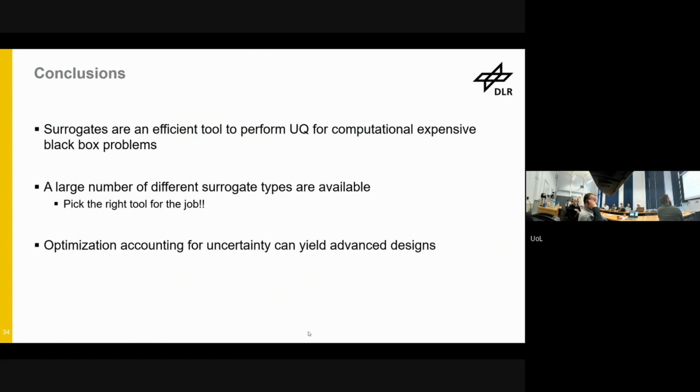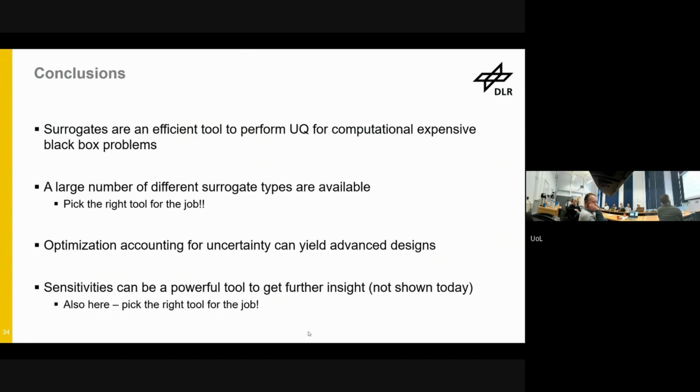Optimization accounting for uncertainty can yield advanced designs because you already incorporate the knowledge on the uncertainty. And then sensitivities can be a powerful tool to get further insight. I have not shown it today, but I thought about adding it anyway. So if you get an understanding of what's the driving factor, it's even more worthwhile to your design. There are plenty of different sensitivity measures out there. Also, pick the right one for your job.